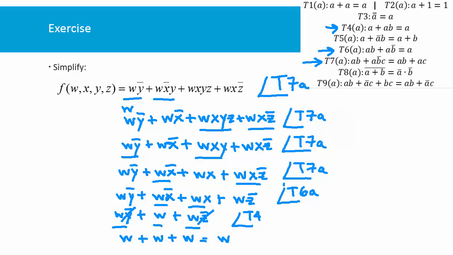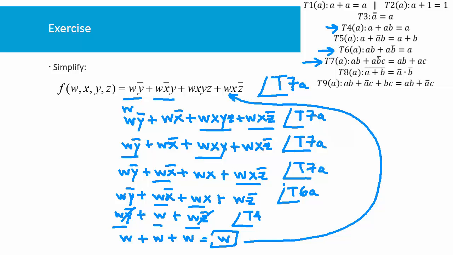So the thing here is this expression, which is just a W, it's exactly the same as the original expression. It's this whole expression. So you can see the advantages of minimizing functions. It's obviously easier to implement something with just a variable W than implementing it with the original expression.